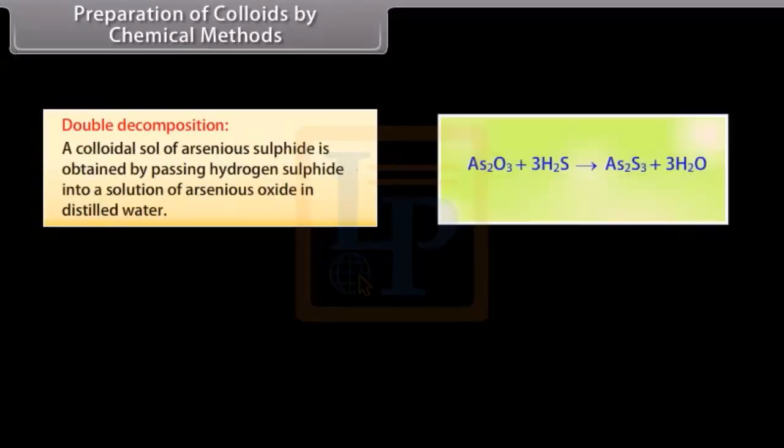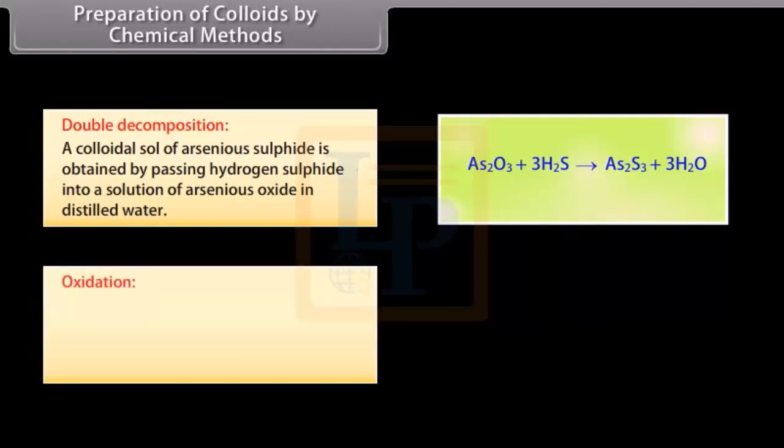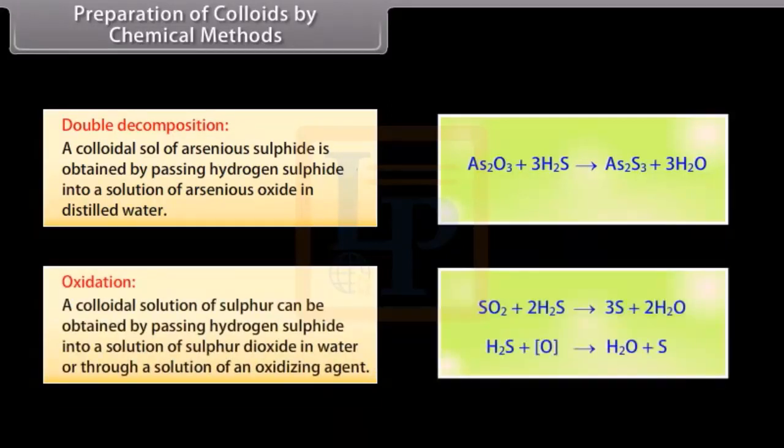Preparation of colloids by chemical methods. Colloidal solutions can be prepared by chemical reactions involving double decomposition, oxidation, reduction, and hydrolysis. Double decomposition. A colloidal sol of arsenious sulfide is obtained by passing hydrogen sulfide into a solution of arsenious oxide in distilled water. Oxidation. A colloidal solution of sulfur can be obtained by passing hydrogen sulfide into a solution of sulfur dioxide in water or through a solution of an oxidizing agent.